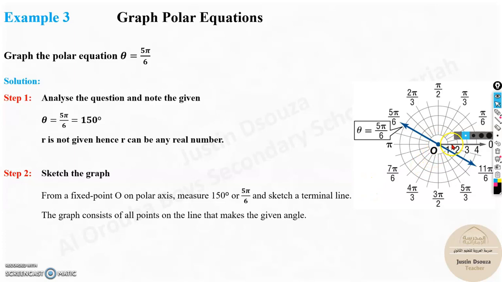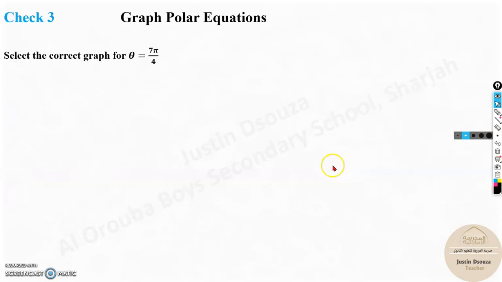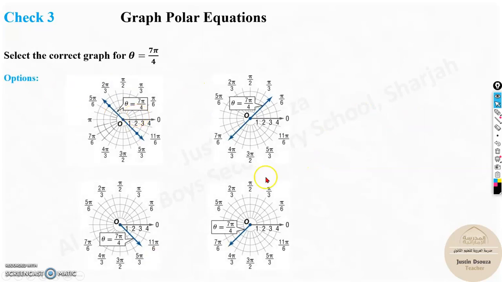So from this fixed point, you draw a terminal side and just extend it on both sides. Similarly, you can check this by yourself. Please pause the video right now and do this by yourself. You can see the options over here and then check, just like what we have done in the last problem. I hope you have paused the video, tried it, and got the answer.